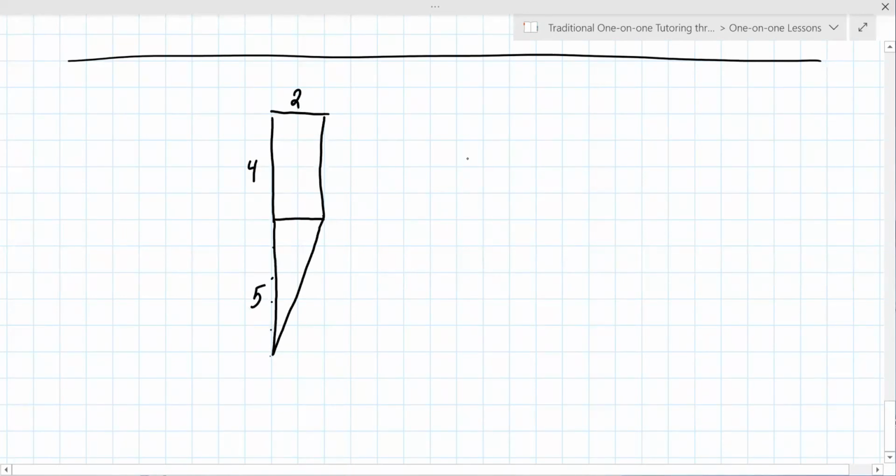I want you to find the area of this composite figure, please. It's in meters. For this one, I want you to try working this out on your own. It's a little bit simpler than the last one.